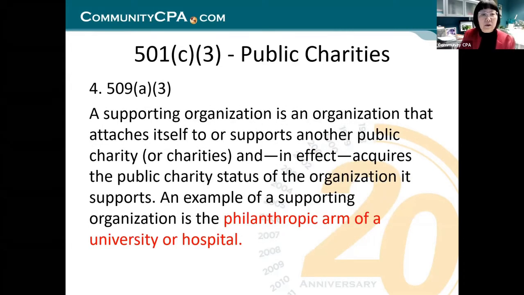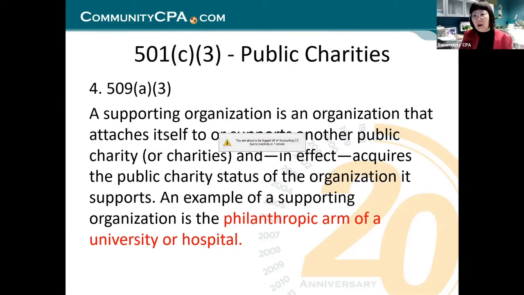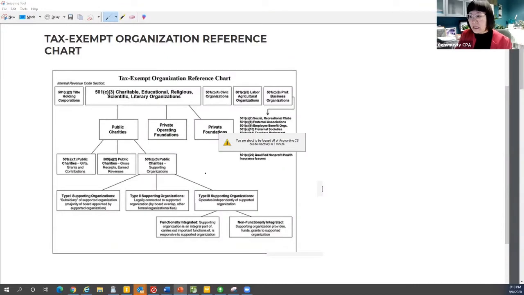And then you also have this 509(a)(3), that's the third box, under that 501(c)(3). This would be like the foundation arm of a university or the foundation arm of a hospital. So let me now show you how that exactly works. So we look at the public charity right here. Let me move my mouse here. This is the public charity right here.